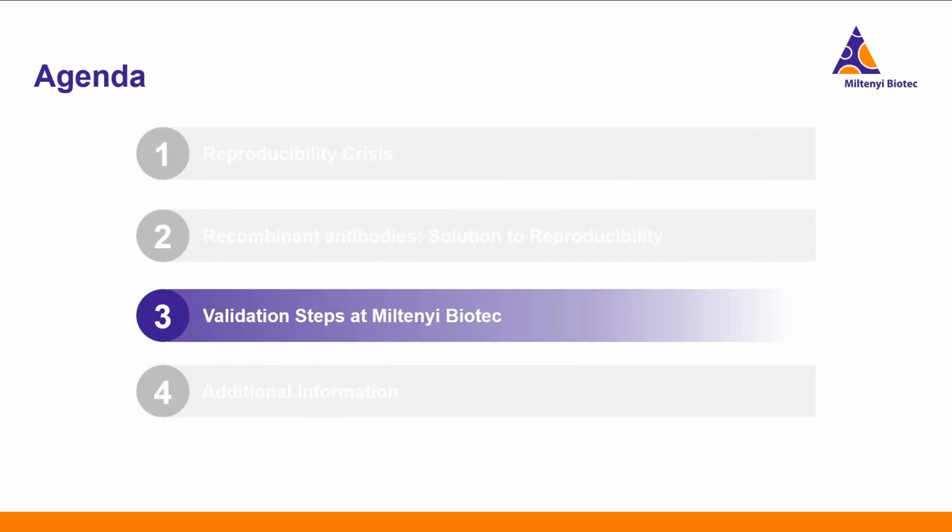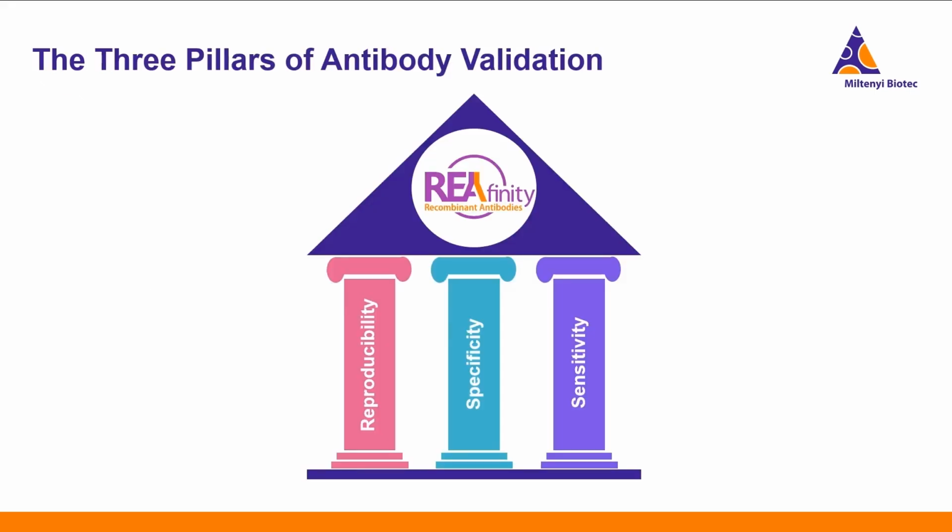Now that we've touched on recombinant antibodies as a promising solution to the reproducibility crisis, let's delve deeper into the validation steps that Miltenyi Biotec implements to ensure the performance and reliability of our antibodies. Our antibody validation process is built upon three key pillars: reproducibility, specificity, and sensitivity. The specific validation steps undertaken are tailored to the intended use of the antibody. We carefully develop protocols for validation experiments, ensuring that the results align with our predefined specifications. Let's start by delving into reproducibility in more detail.